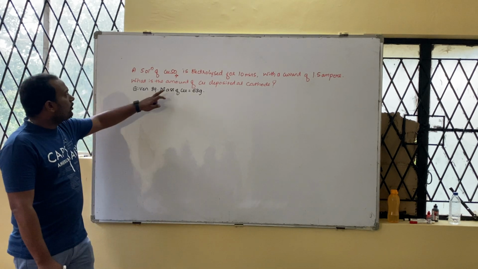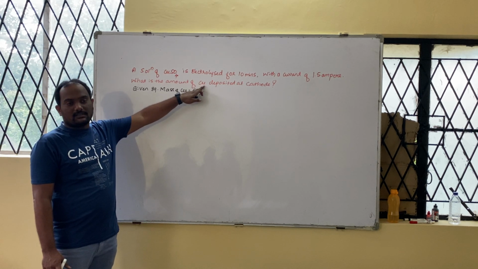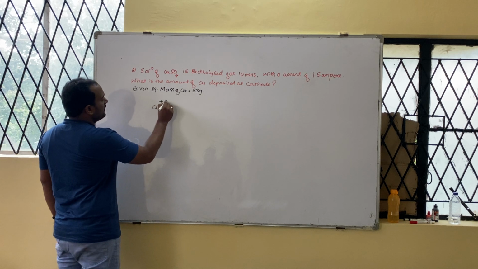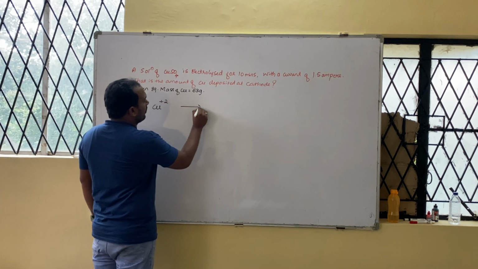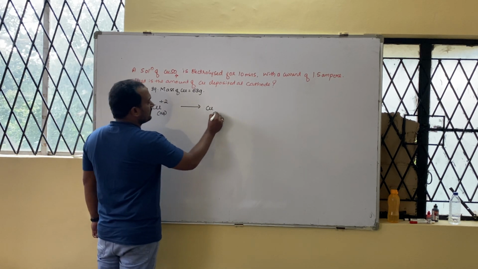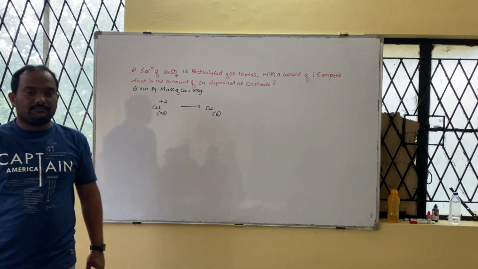Now tell me, copper sulfate is electrolyzed. What is deposited? Copper deposits. In copper sulfate which ion is present? Cu^2+ ion is present. So Cu^2+ converts to which ion? Cu. This is in which phase? Aqueous phase. This is in which phase? Solid phase.